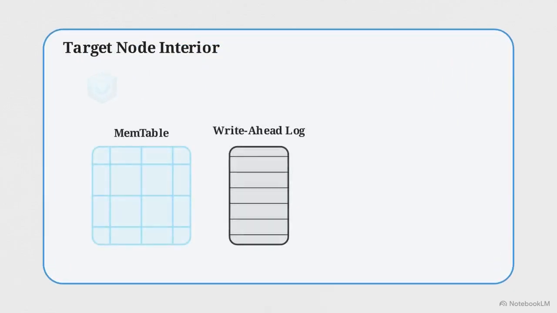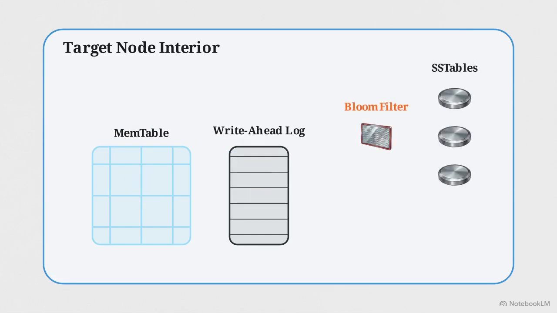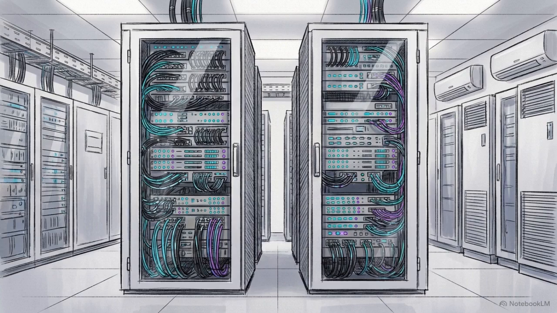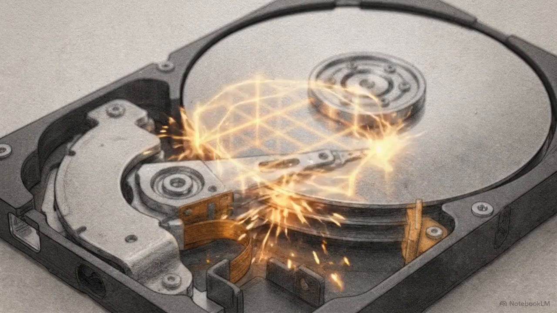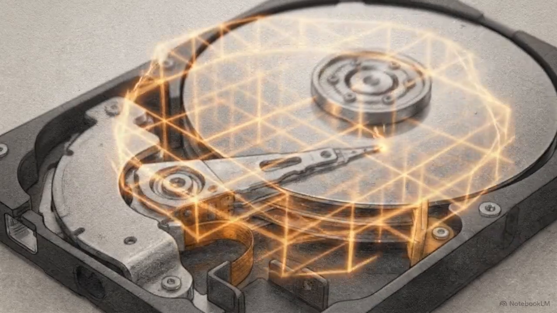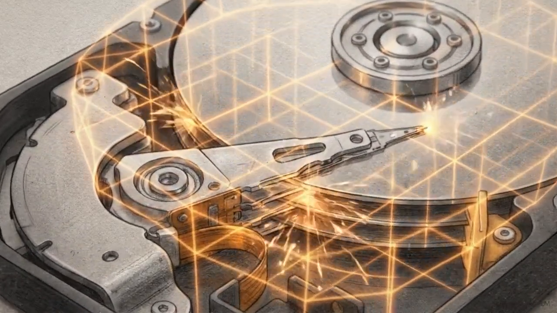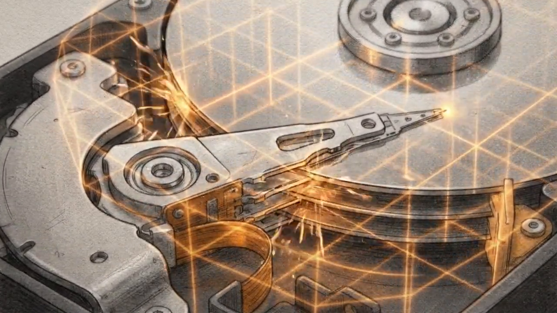Inside the target node, the write hits the memtable, while Bloom filters guard the fragmented SS tables against useless disk reads, completely circumventing mechanical speed limits. This interlocking sequence of algorithms forms the backbone of highly available, production-grade systems like DynamoDB and Cassandra. System design at this scale is rarely about finding a flawless piece of hardware. It's about layering strict mathematical abstractions to systematically defeat physical bottlenecks.